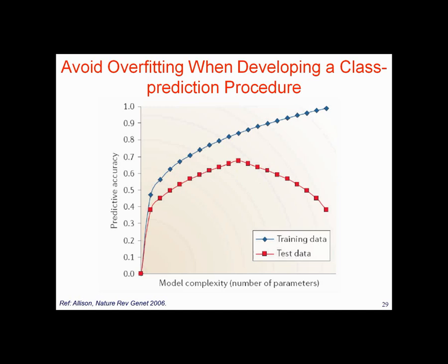And this is a common problem, because it means that if you make a very complex classifier for your data, the classifier is good for your data, but it will not be good for data from another lab.